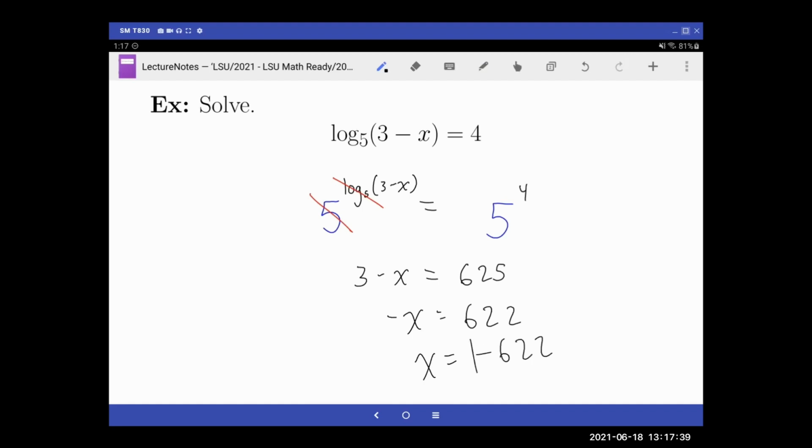Okay, I want to be careful with that solution because remember, we said that the inside of a logarithm has to be a positive number. So if I plugged in negative 622 into the logarithm, well, the two negatives become a plus. That becomes log base 5 of positive 625. Okay, this works out. So we don't have any issue there. So negative 622.